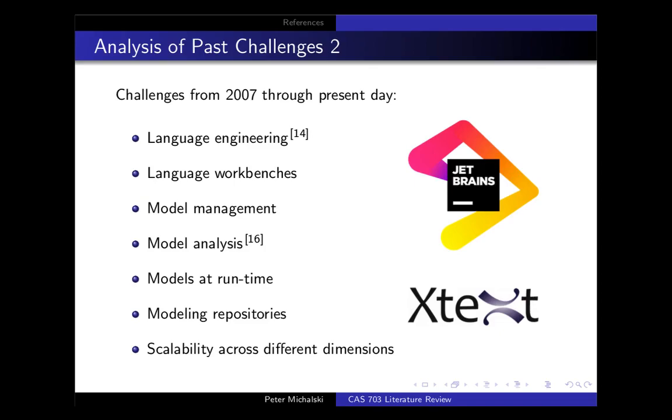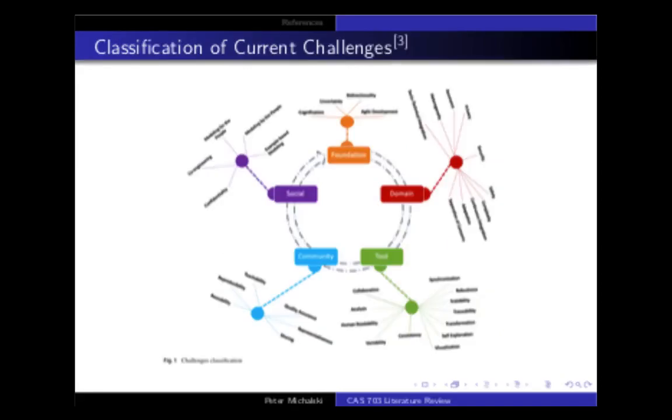Modeling repositories. Decentralized locations for modeling artifacts were needed to support research and development. And scalability across different dimensions was addressed, since there was a demand for infrastructure support for working with large models. Active research in these areas continues. Here we have a graphic of the classification of current challenges presented in the article. As we see, the article addresses foundation, domain, tool, and social and community challenges.